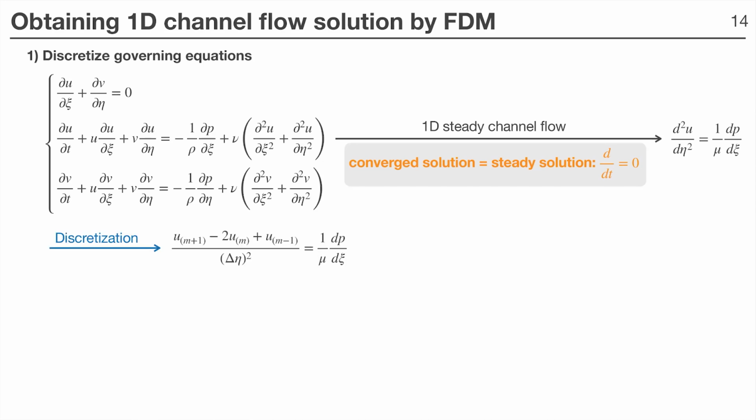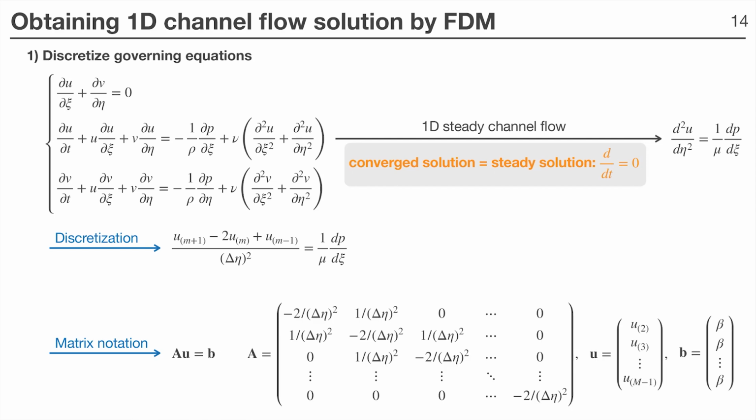Then we discretize this governing equation, and this is the discretized governing equation. In matrix notation, you can write AU equals B, where A is a coefficient matrix, U is the velocity, and B is the pressure gradient, so this is a constant number. Another point is that in A, the boundary condition is already contained.